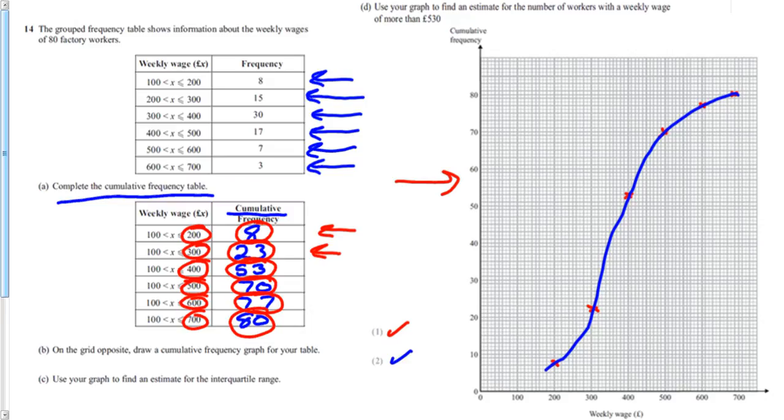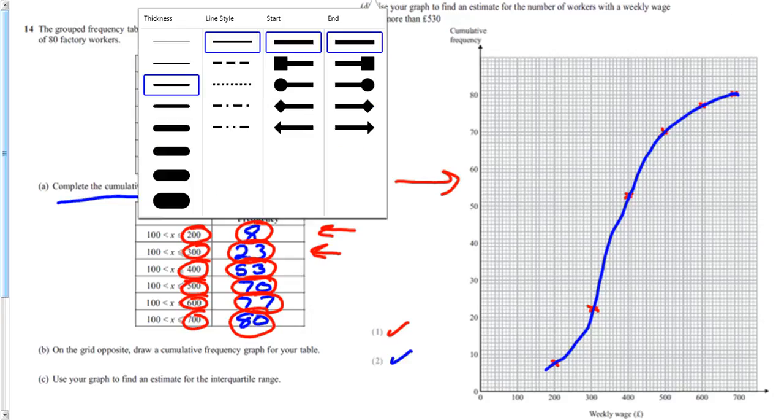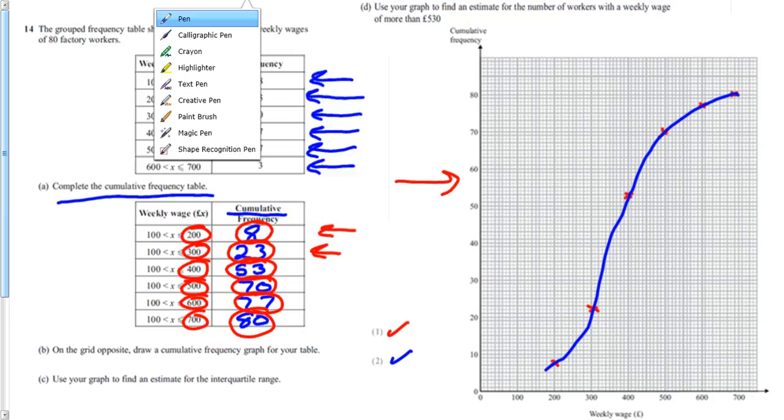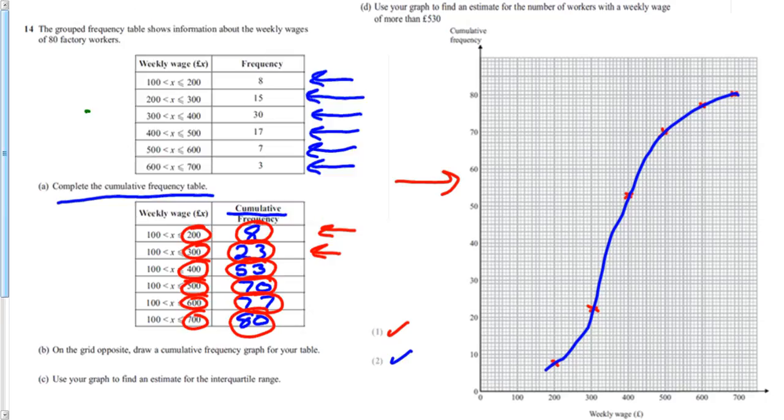Then you've got to use your graph to find an estimate for the interquartile range. Now, interquartile range, the first thing we're going to need to do is we're going to need to split it down into quarters. If you find it easier, you could do the median as well. So if we've got 80 pieces of data, halfway, so the median is going to be at 40. So what we do is we go across from 40 to our graph, and then we read down. So this question doesn't ask that, but our median there would be about 350.